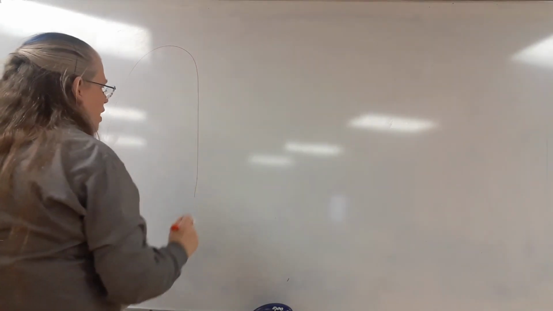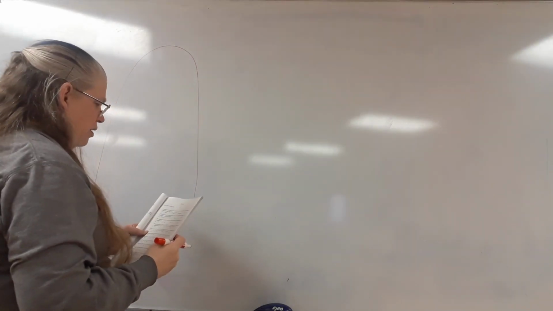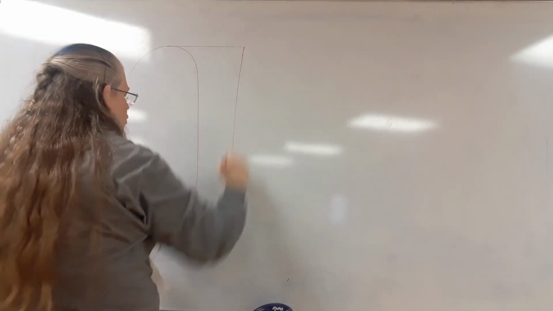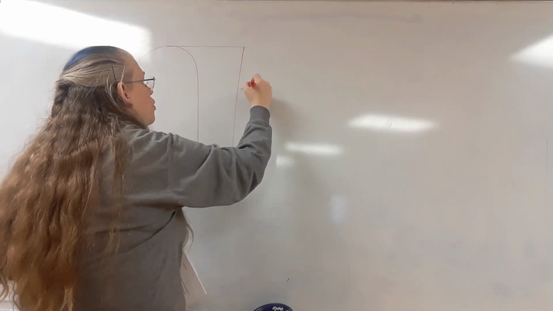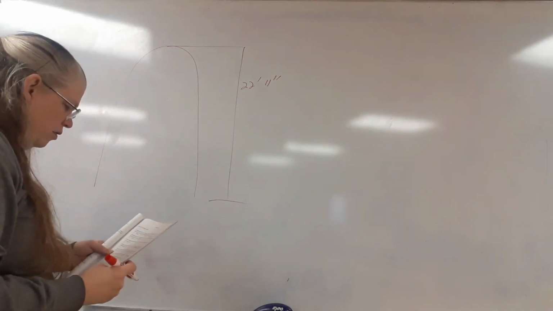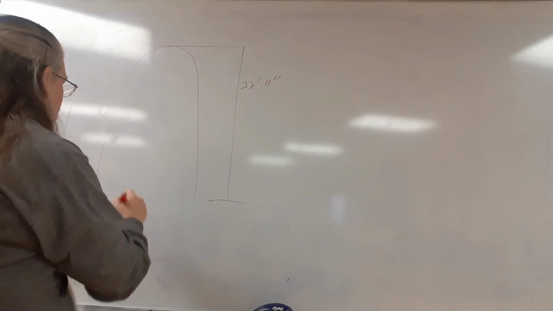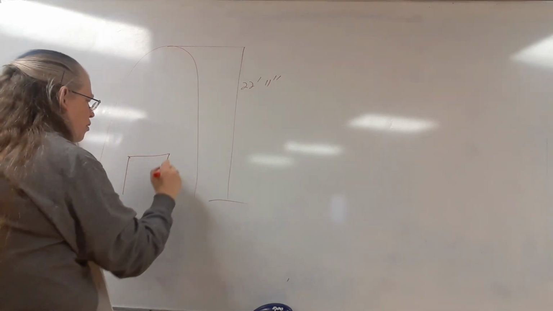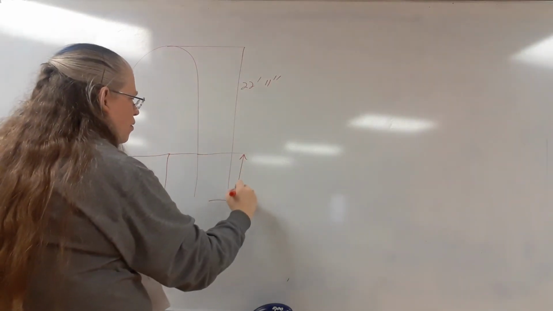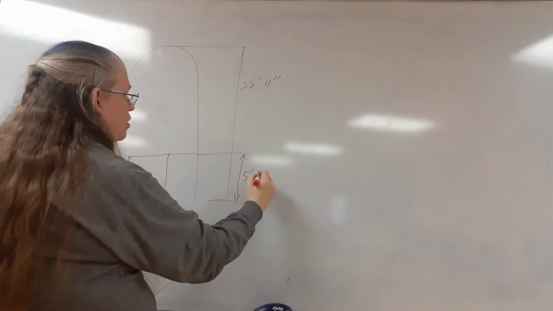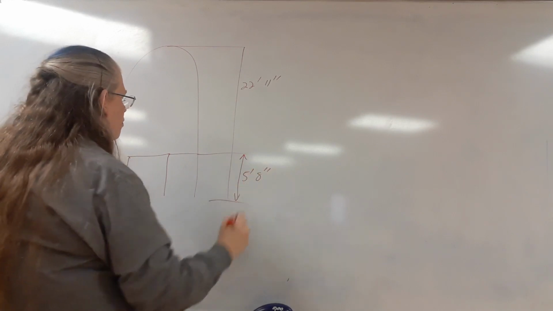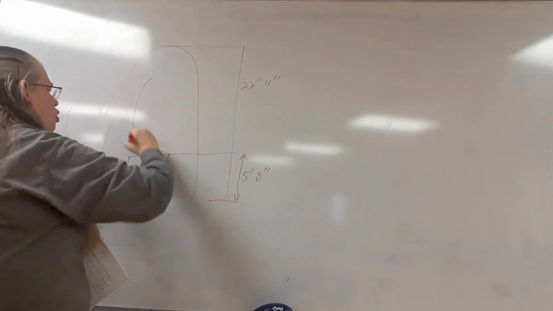So we've got this overpass, and it is 22 feet 11 inches. We've got a flatbed truck whose bed is 5 feet 8 inches. On it we've got a helicopter.